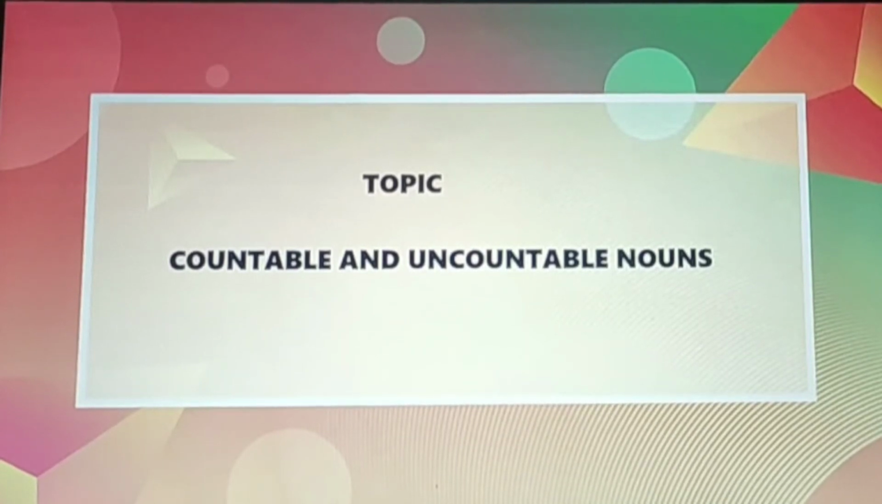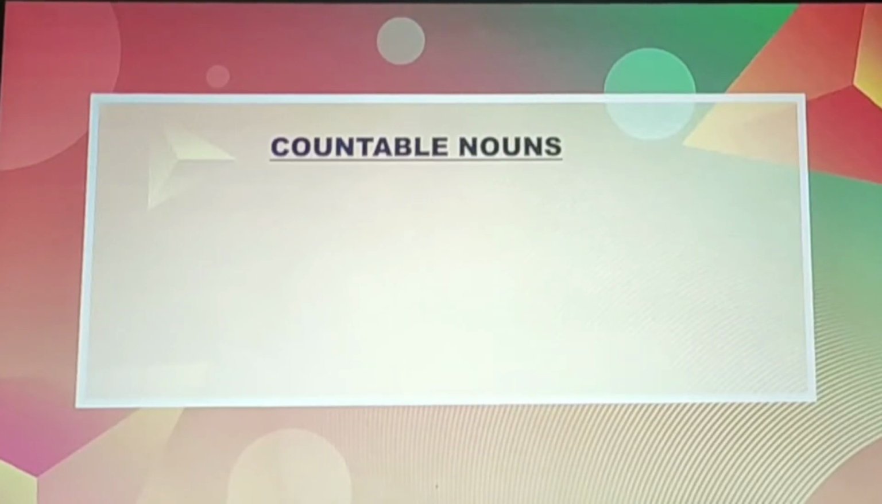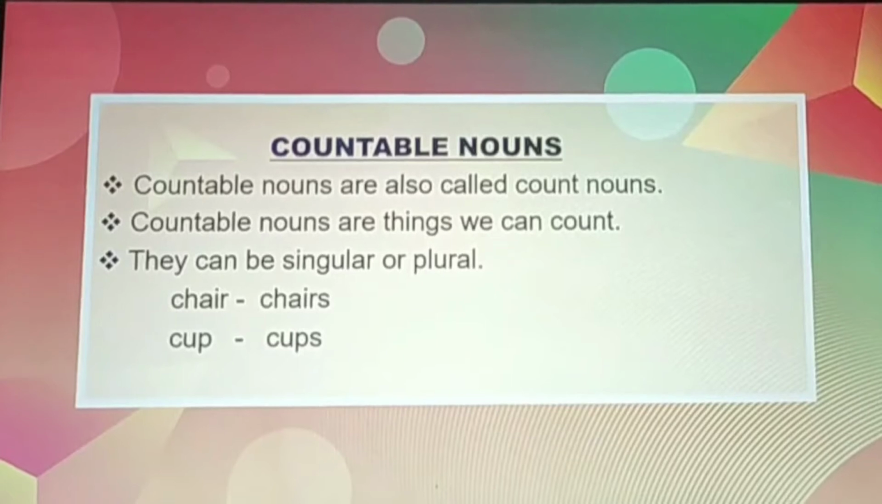Noun can also be classified as countable and uncountable nouns. Let's look at the first one, that is countable nouns. Countable nouns are also called count nouns. Countable nouns are things we can count. They can be singular or plural. Chair, chairs, cup, cups. The first point is that countable nouns have one more name.